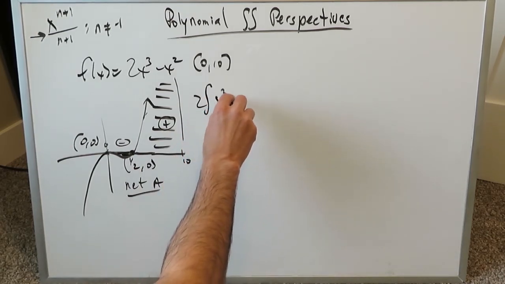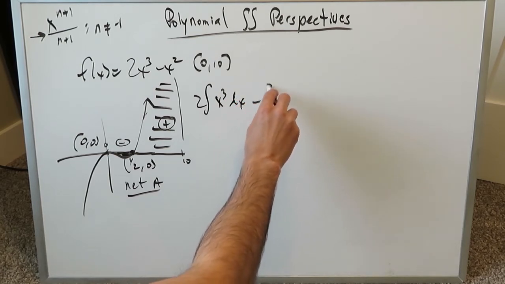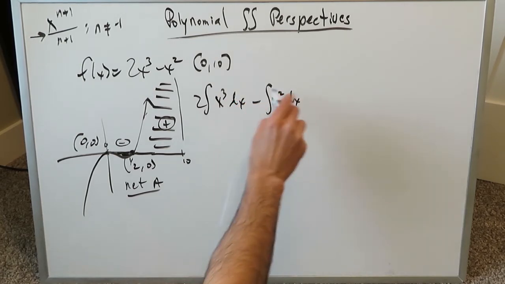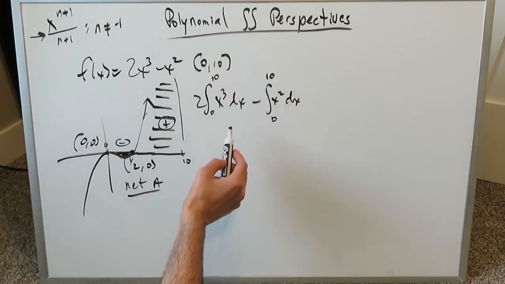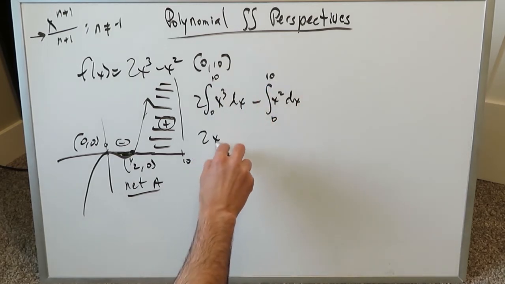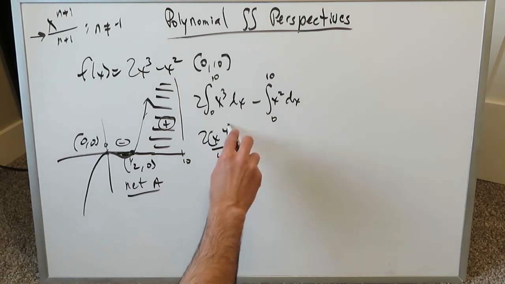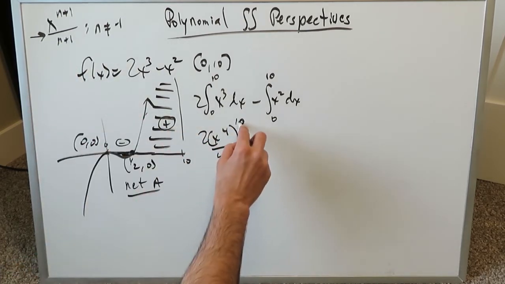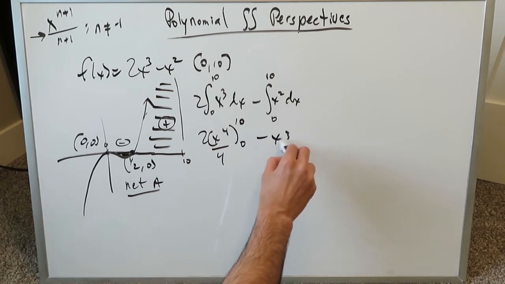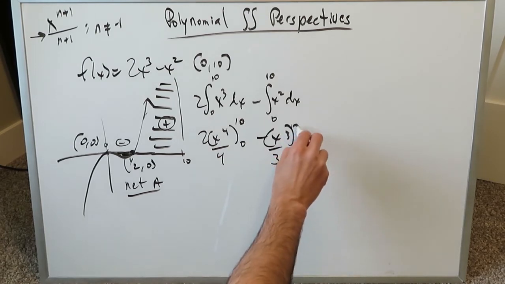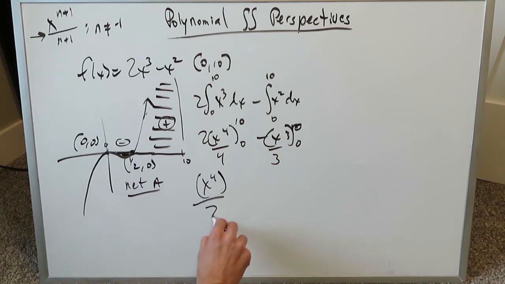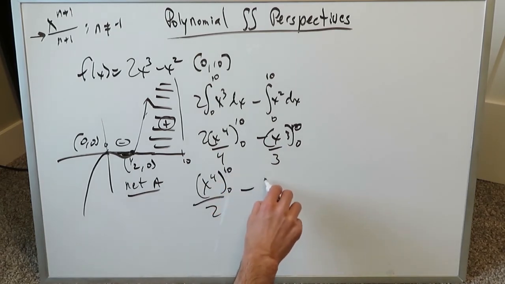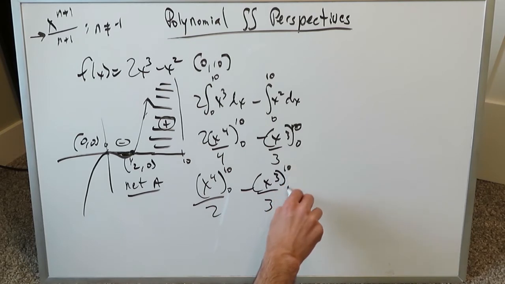You'd be looking at 2x cubed dx minus x squared dx. You're looking from 0 to 10 in both instances, and these integrals are very easy. You have 2x to the power of 4 over 4 using this technique right here from 10 and 0. Here you have x cubed over 3, again from 10 and 0. This becomes x to the power of 4 over 2 from 10 and 0, minus x cubed over 3, 10 and 0, and now we have to do nothing more than publish the answer.